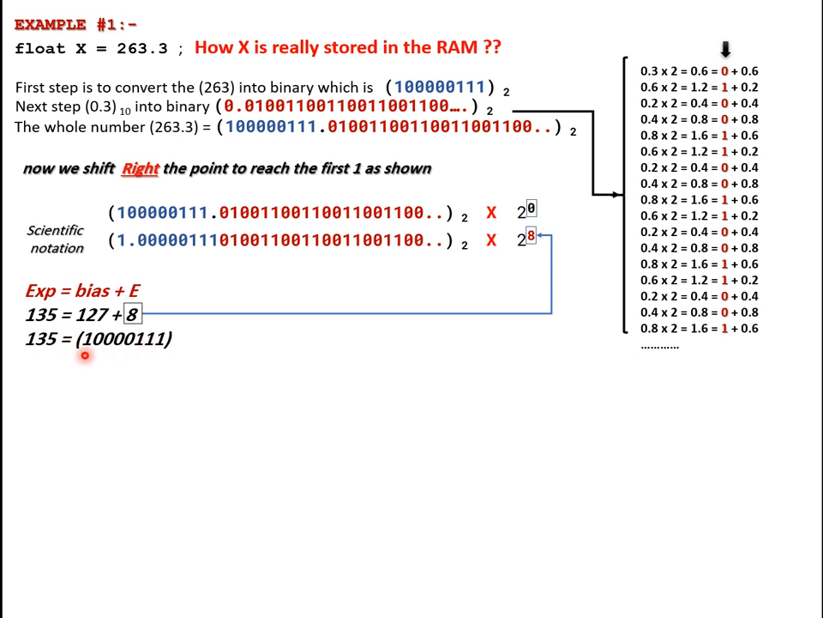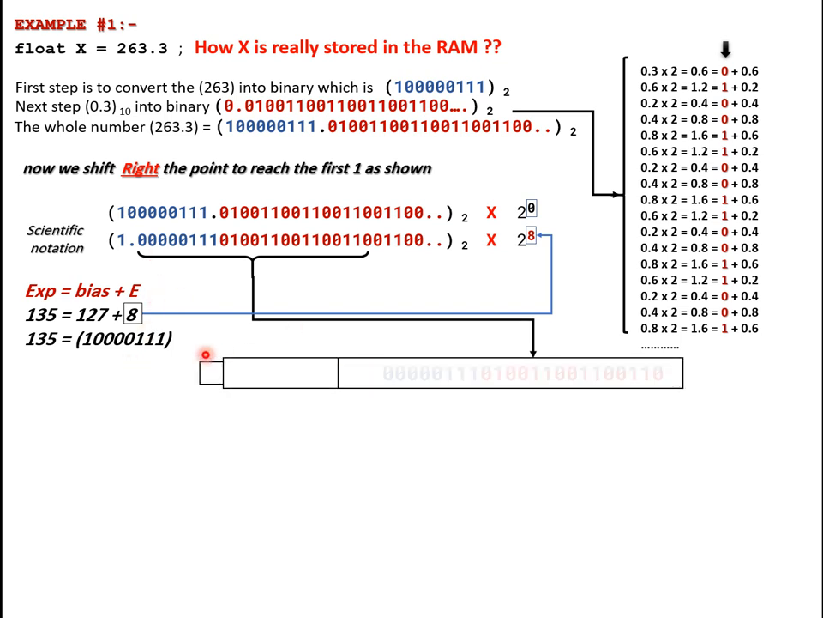In this case, it's going to be 1, 4 zeros, and then 111. As you can see, these are 8 bits. Okay, this is the first step. The second step, we will take now this. From this point, we will count 1, 2, 3, 4. We will count 23 bits, and we will put them. This is going to be our final mantissa, and we will put this number.